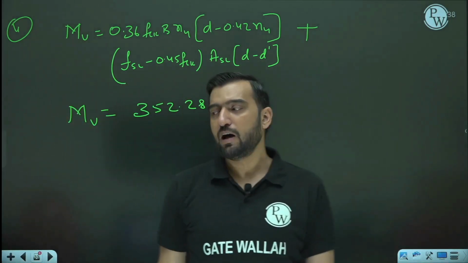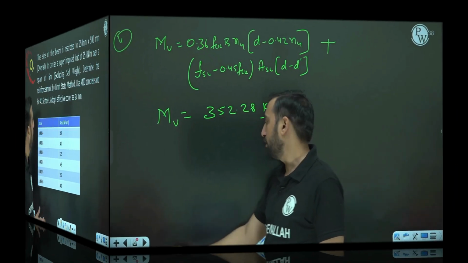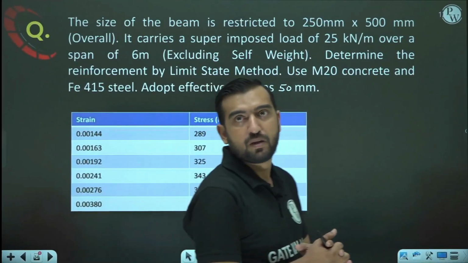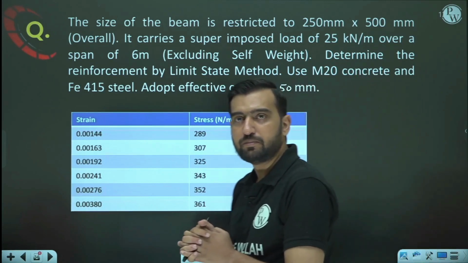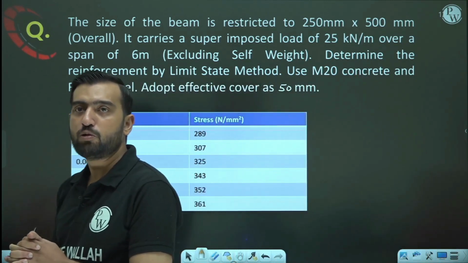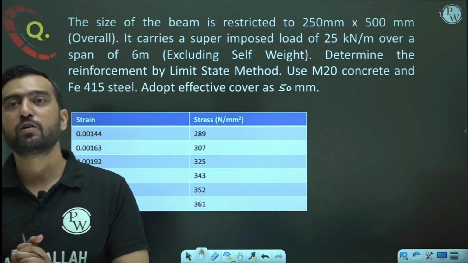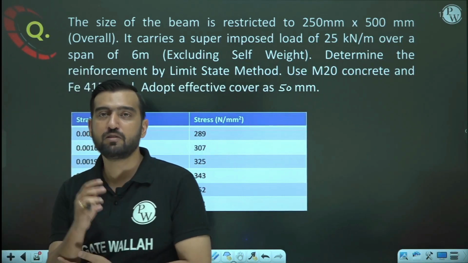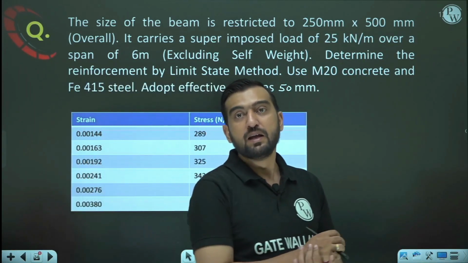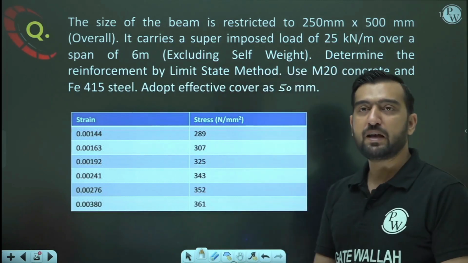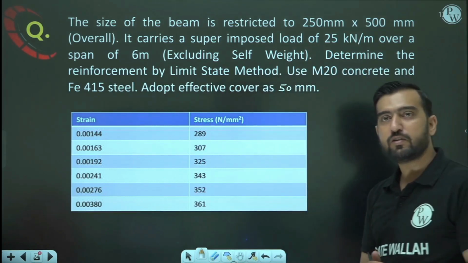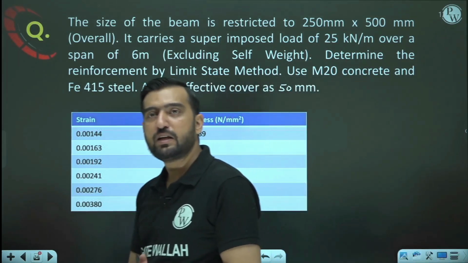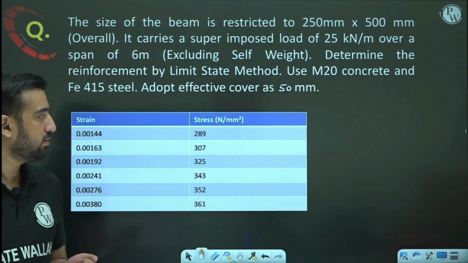Okay. Now the final question. The final question is a design problem. The size of the beam is restricted to 250 cross 500 mm overall. It is going to carry a superimposed load of 25 over a span of 6 meter, including self weight, meaning we need to calculate self weight as well. We have to determine the reinforcement by LSM if M20 and Fe415 are used, and effective cover we are going to use is 50 mm. So let's start here.